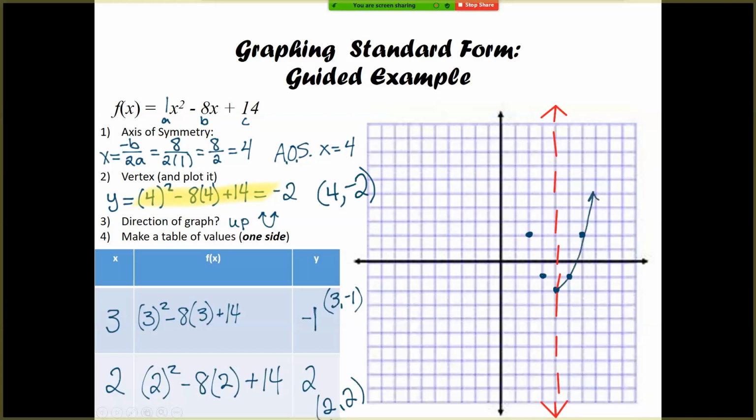Then I'm going to play a little game of connect the dots. Make sure you got arrows on both ends because your parabola does continue on forever. We could plug in more numbers and get more points. But again, for this class, I just need to see 5. Unless they don't fit on your graph, and then 3 is okay. Questions on this one?